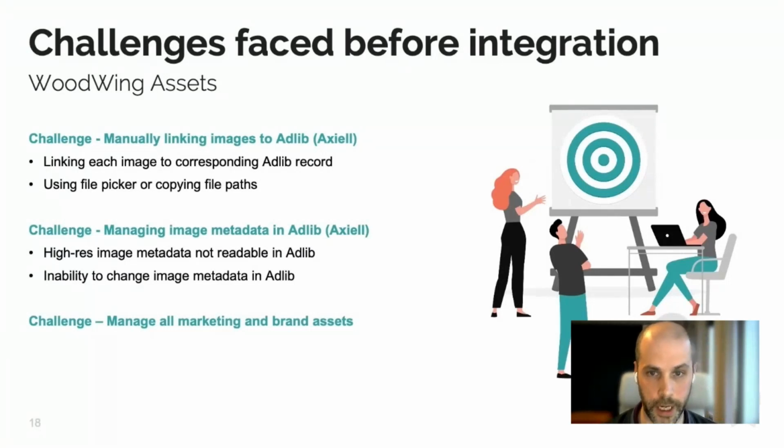Linking images. So if we created new assets, we had to link every new image to the corresponding record in Adlib manually, which would involve opening the object record, using the file pick to open the file, or copying the file path. And clever file naming schemes and automated processes within Adlib could have sped this up. But this does require a lot of extra knowledge that we didn't have back then.